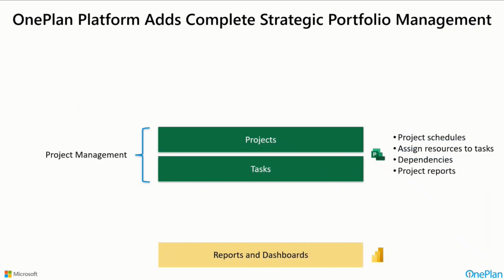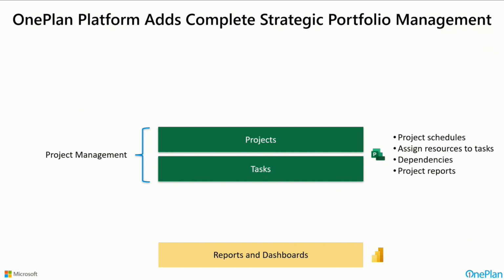Now, if we think about Project for the Web, and then think about OnePlan, our solution that really adds and complements Project for the Web to a complete strategic portfolio management solution that includes robust resource management, let's look at this from a building block perspective. Project for the Web in the green here allows you to create individual projects and plans. It allows you to add tasks and create project schedules, assign resources to tasks, put your dependencies on and schedule those, and even have project reporting.